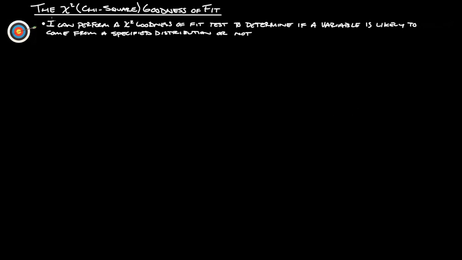I'm going to take you through the chi-square goodness of fit notes. At the end of this, you should be able to say, I can perform a chi-square goodness of fit test to determine if a variable is likely to come from a specified distribution or not. Okay, what does this mean?